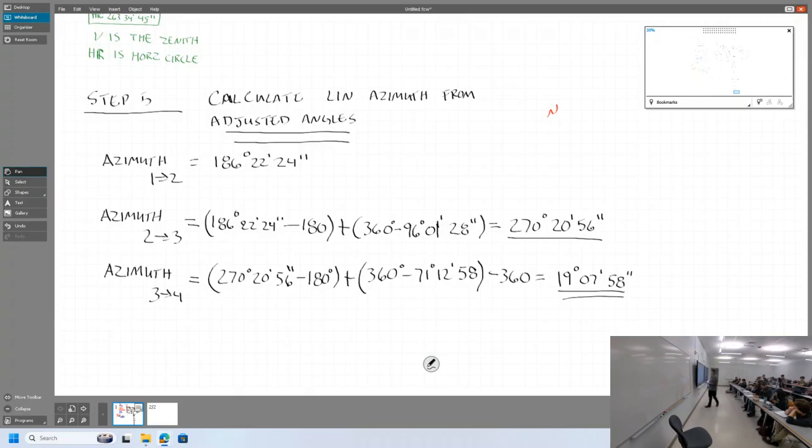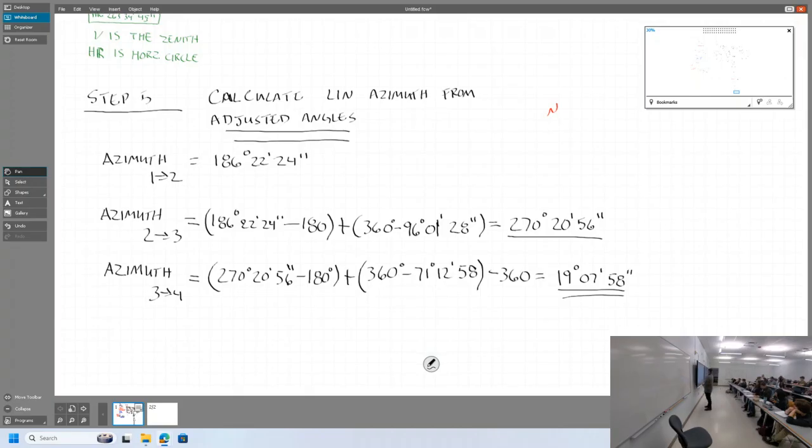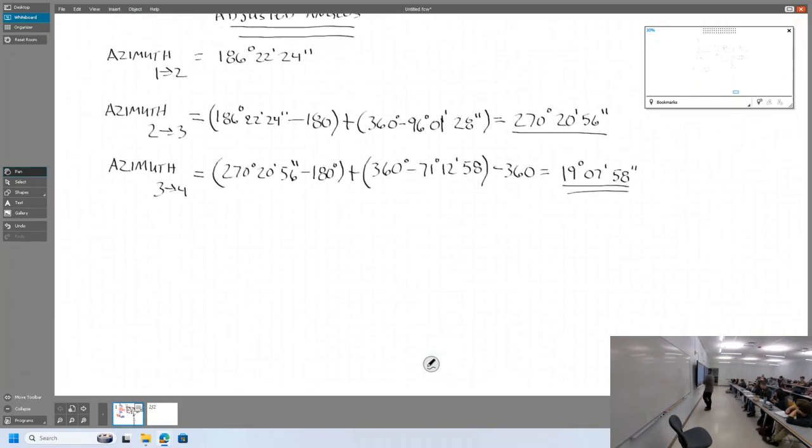All right, 2 more. Now, our azimuth from 4 to 1. Again, we're going to take our 19. But this time, what direction are we going? What was that, Ryan? Adding 1. Perfect.